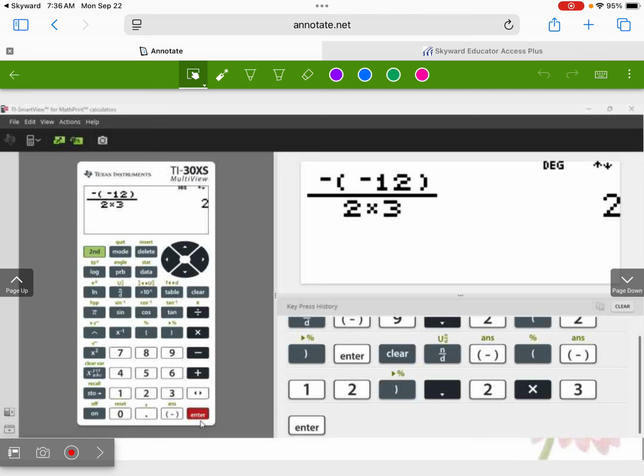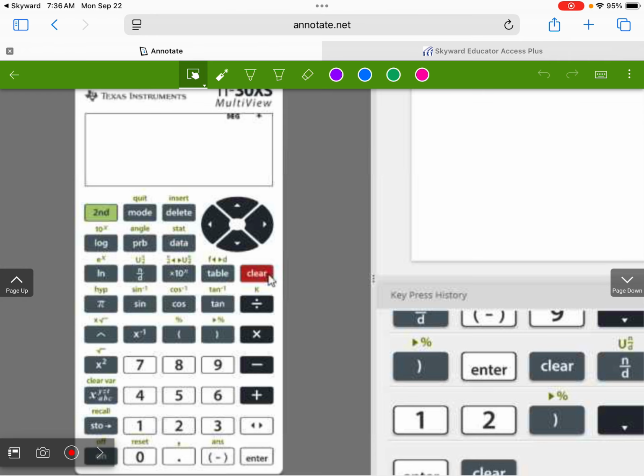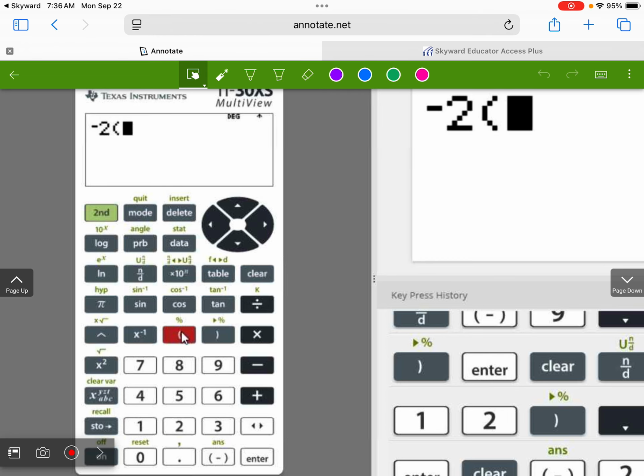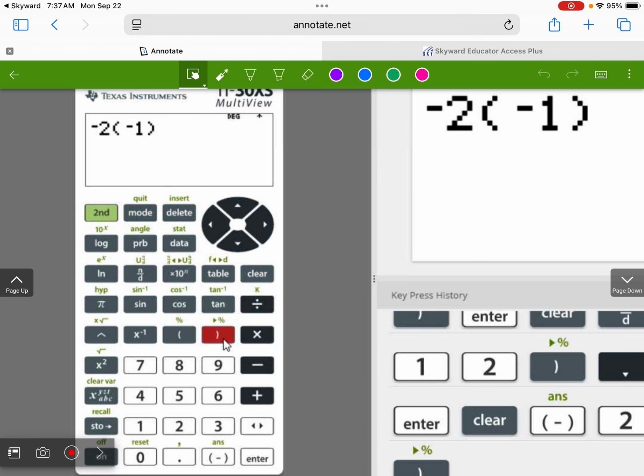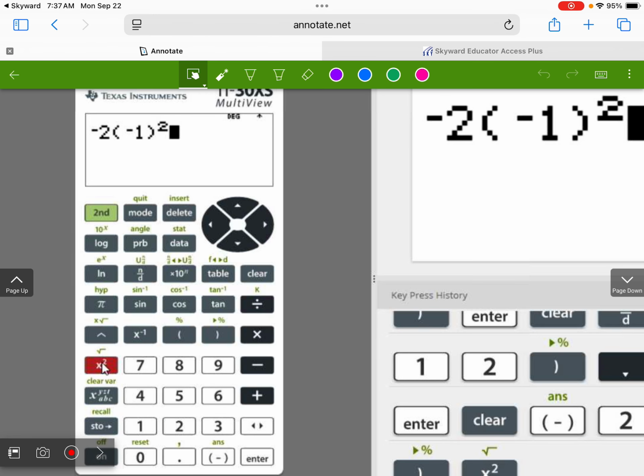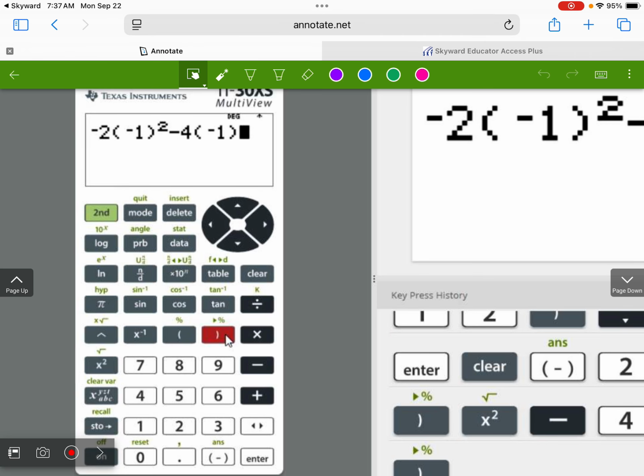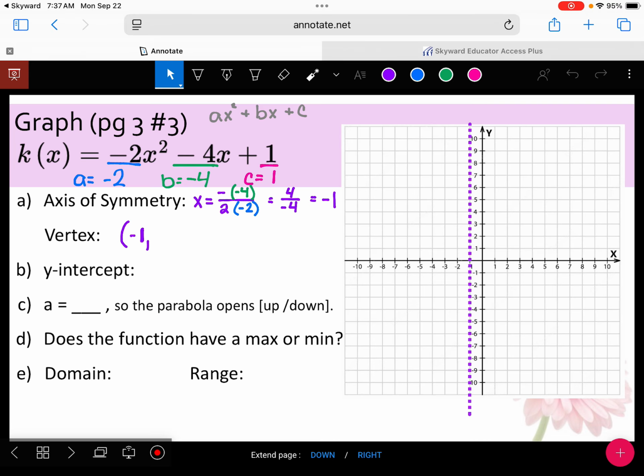So I'm going to go into my calculator, and we're going to have our -2 times x squared. Well, we know our x is going to be that -1, and it needs to be squared. Then we have our -4 times x, and we said our x was -1. And then we have that +1 that's just tucked on the end. So I can take that whole equation and type it all in. Boom, 3. So this tells me the y value when x is -1 is going to be 3.